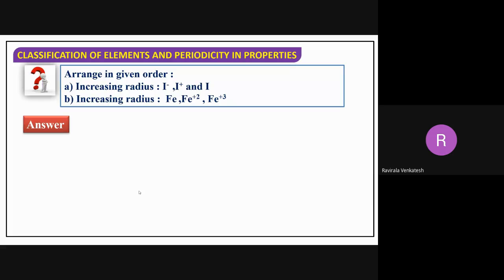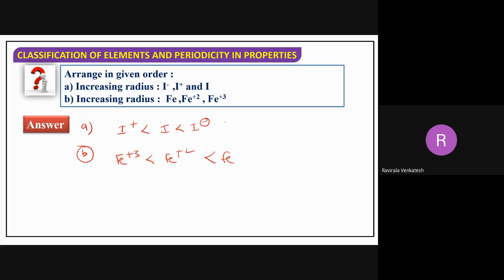Can you give the answer for this first option? What will be the first one? A. Increasing order they are asking. Which will come first? I plus. Very good. Then after that I, and last I minus. Now what about the B? Fe plus 3, Fe plus 2, Fe. First one will be Fe plus 3, second one will be Fe plus 2, and third one will be the iron.